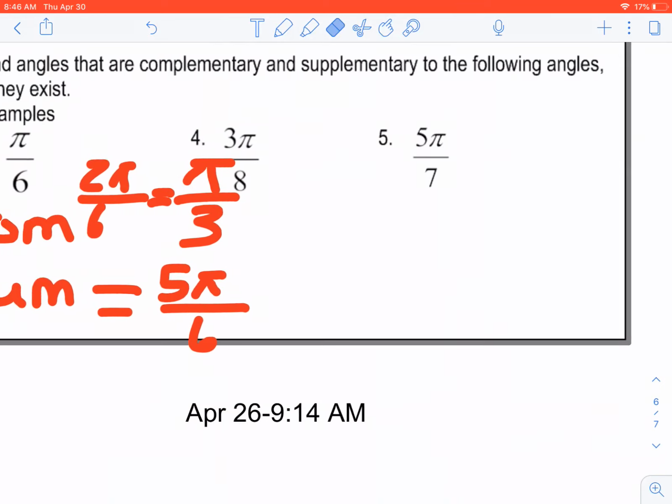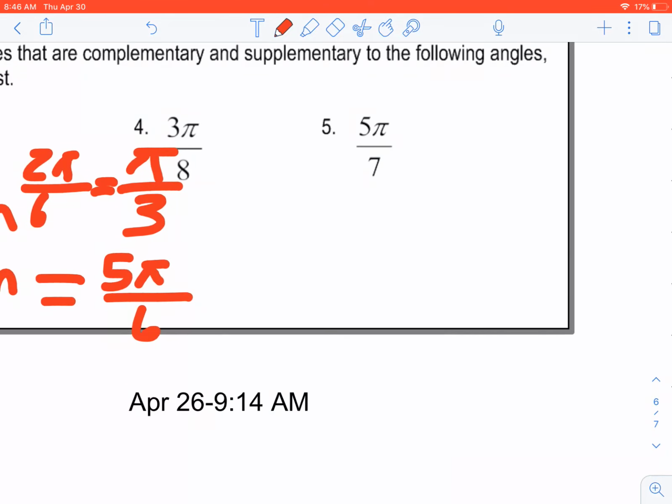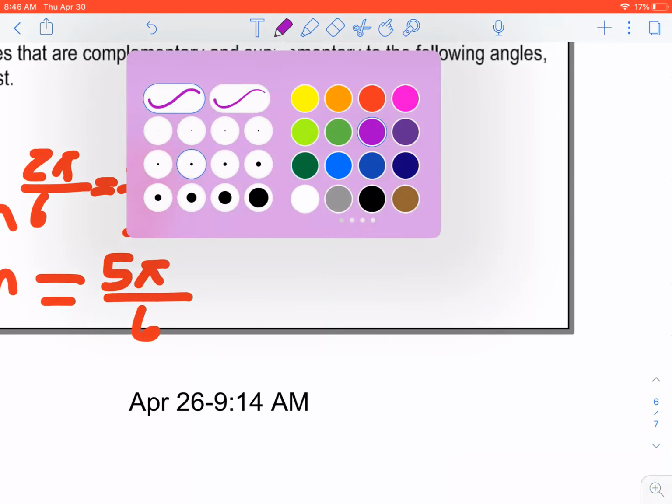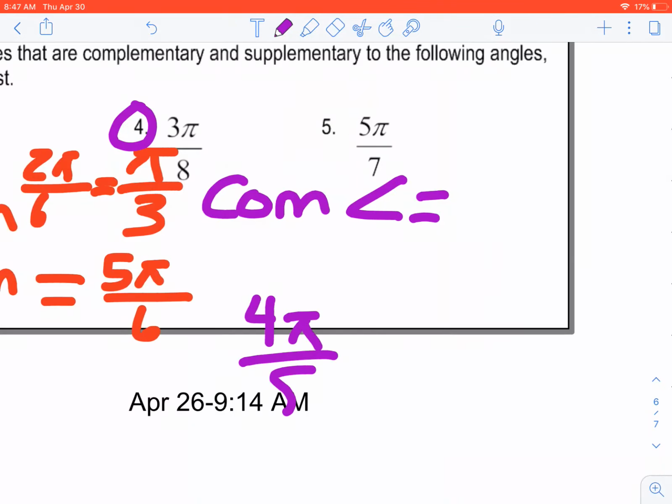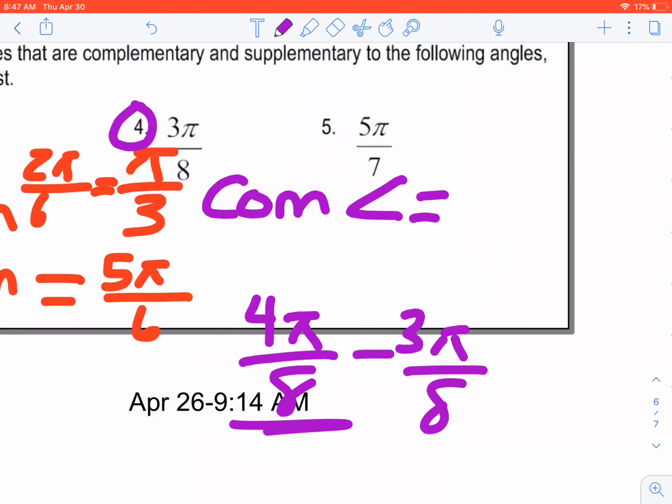Okay, let's look at number 4. We're going to do that one and we'll do 5 on the sides. Let's do number 4 now. We'll do that in purple. Why not? So I want to know my complementary angle, and so it's half. So what's half of 8? 4. So I'm going to do 4 pi over 8 minus 3 pi over 8, because this is the same thing as pi over 2. So my complementary angle is pi over 8.